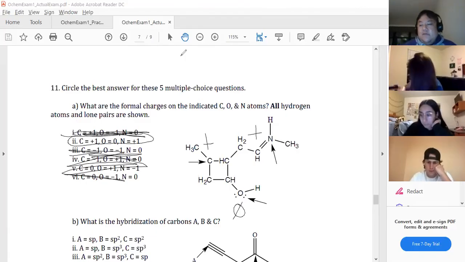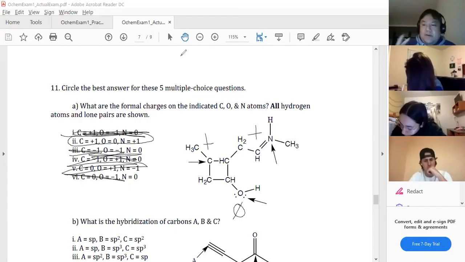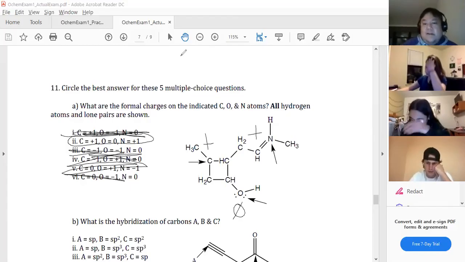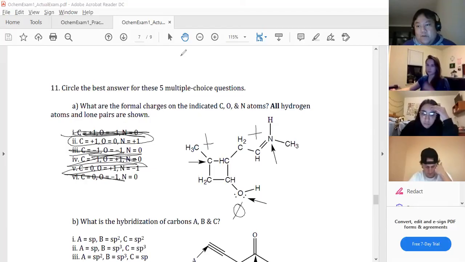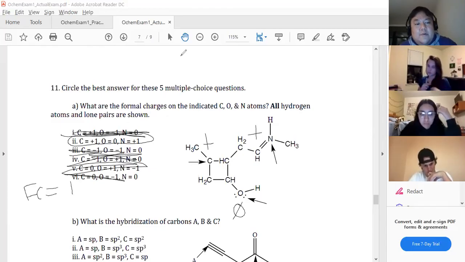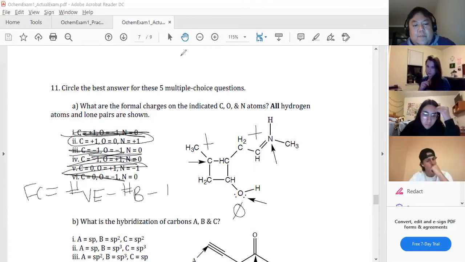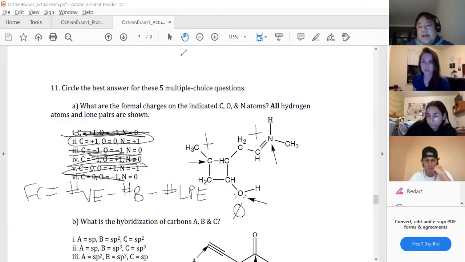Does that make sense? If you know the correct number of bonds and the correct number of lone pairs that atoms want to have, you can easily go through that. Or you can just do the formal charge calculation. If you don't remember, formal charge on an atom equals number of valence electrons minus number of bonds minus number of lone pair electrons. If you do that calculation for any atom, it'll tell you what that charge is.